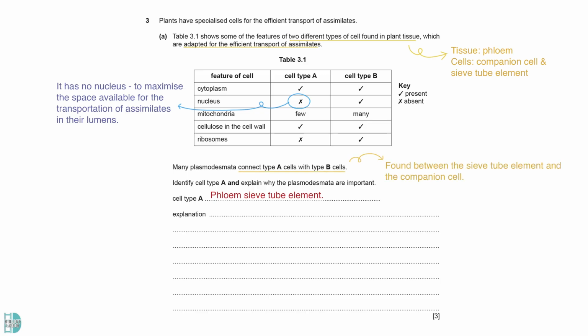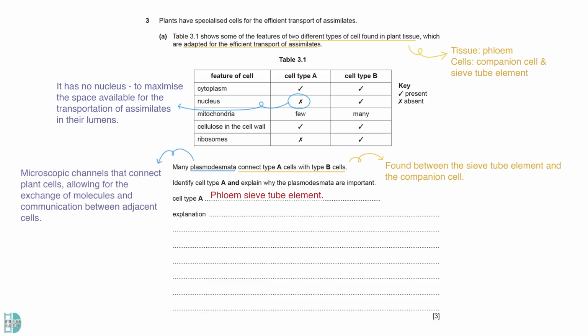Plasmodesmata are found between the sieve tube element and the companion cell. They are microscopic channels that connect the plant cells, allowing for the exchange of molecules and communication between adjacent cells. In this case, plasmodesmata connect the cytoplasm of the 2 cells in the phloem. Assimilates can move from the companion cell into the sieve tube element or vice versa via the symplastic pathway.